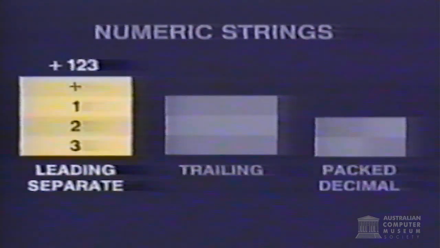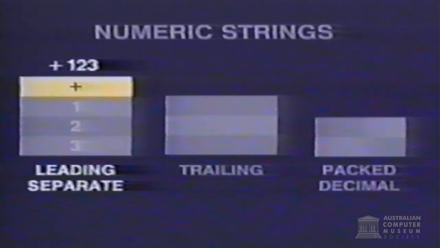In a leading separate string, the sign always precedes the number. The string uses 1 byte for the sign and a separate byte for each number. Leading separate strings are used when you want the output to appear with the sign preceding the number.